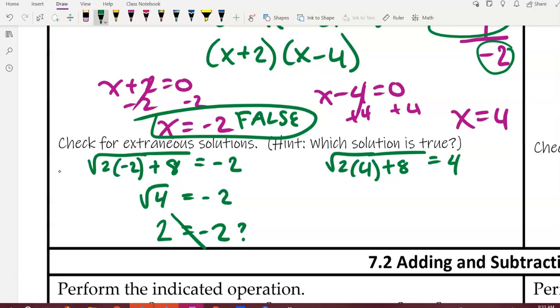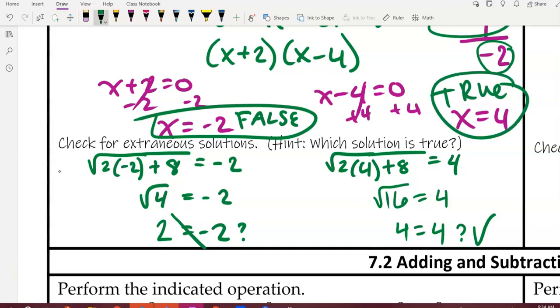Let's check the 4. We have 2 times 4, which is 8. 8 plus 8 is 16. The square root of 16 is 4. Does 4 equal 4? Yes. So this is our true solution.